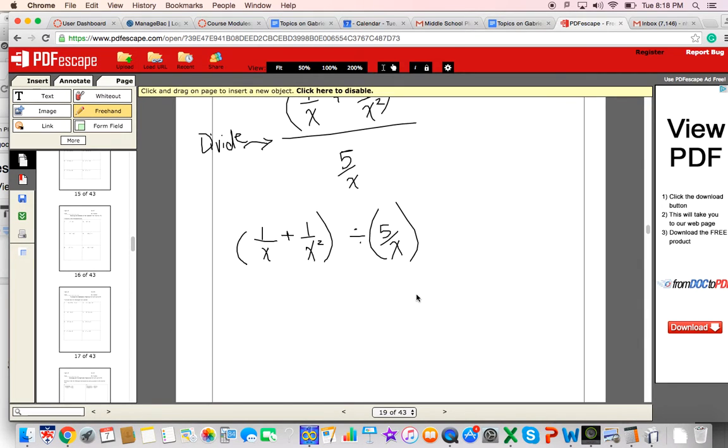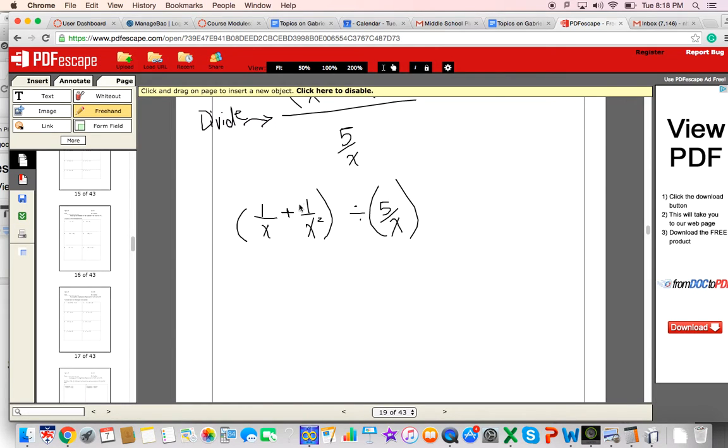All right, so we want to first add. So we want a common denominator. The common denominator is the lowest common multiple, which in this case is x squared. So I would have to multiply the bottom by x, and the top by x, so that I can get that common denominator, and whatever I do to the bottom, I have to do to the top. So I will have x over x squared plus 1 over x squared, and it's still in parentheses, divided by 5 over x.